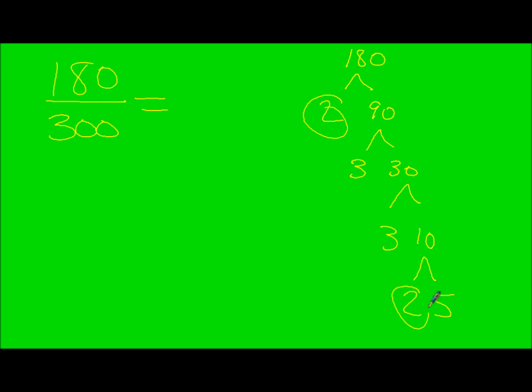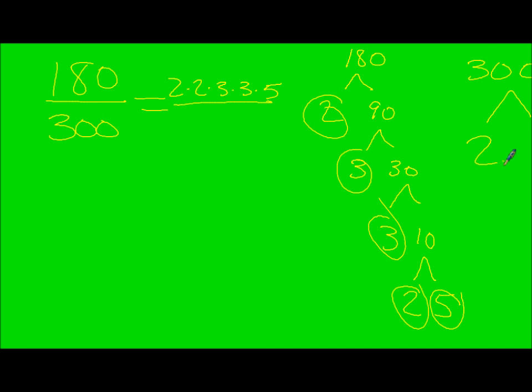Okay, so let's factor out 180 first. We have 2 and 90, 3 and 30, 3 and 10, and 2 and 5. So the factors of 180 are 2, 2, 3, 3, and 5. Okay, we'll do the same thing for 300.